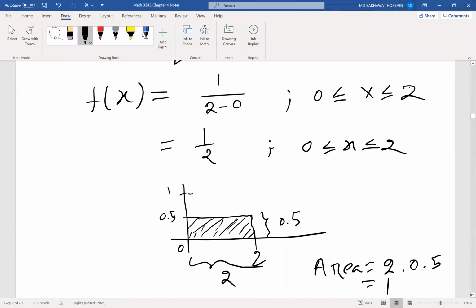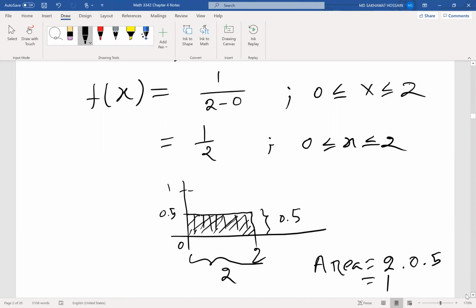And you can see that for any values of x from 0 to 2, the height is always the same, right? So that means it is distributed uniformly. That's why this type of distribution is called uniform distribution.